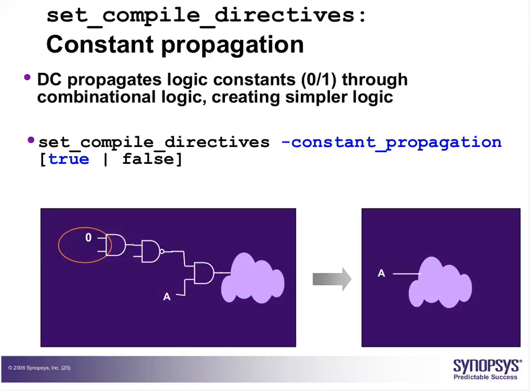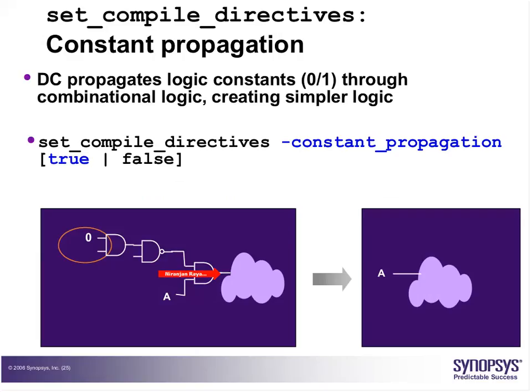Then there's something called constant propagation. Let's say you have design ports tied off to 1 or 0. You might have 1 or 0 in the course of some design you have instantiated. DC will propagate that and optimize the gates based on these values. For example, here the AND gate is tied to 0. If this becomes 0, this becomes 1, if this becomes 1, this function becomes A. So DC will do this kind of thing.